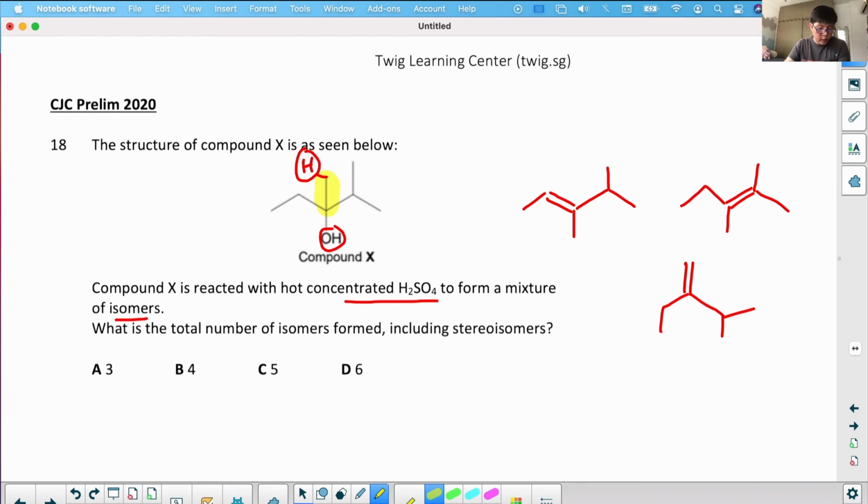Okay, so what is the total number of isomers formed, including stereoisomers? So this compound would have cis trans. So I would say there are 2 and no chiral center. This compound would not have cis trans because both sides are CH3. So it's only 1 and there's no chiral center. And over here, this one doesn't have cis trans. It's also 1. Right, doesn't have cis trans because there are 2 H's over here. So altogether is 4, right? In fact, there's no chiral center in all the molecules.